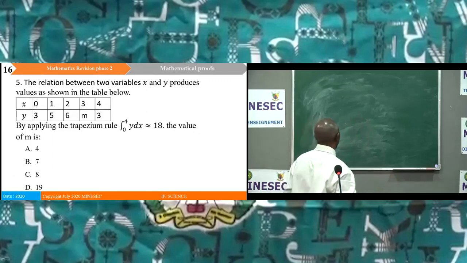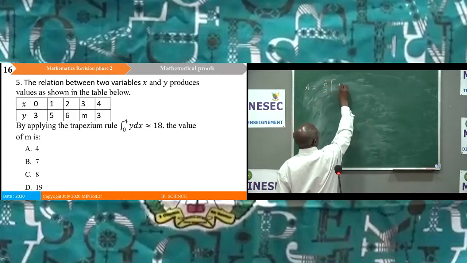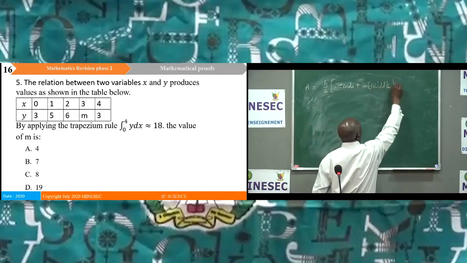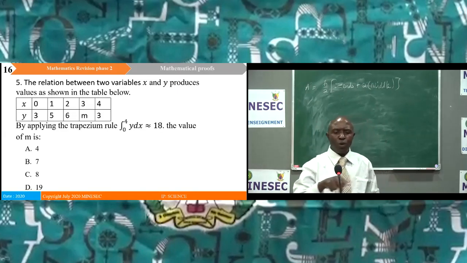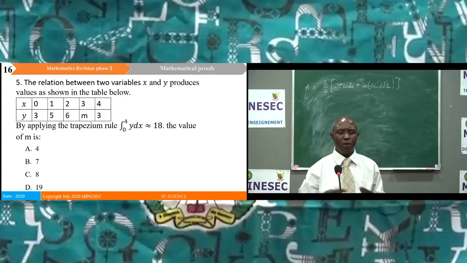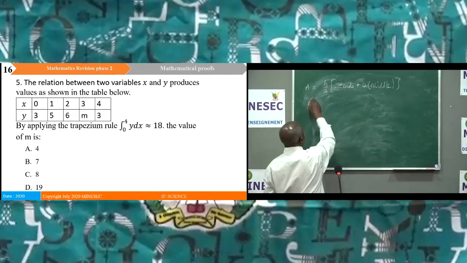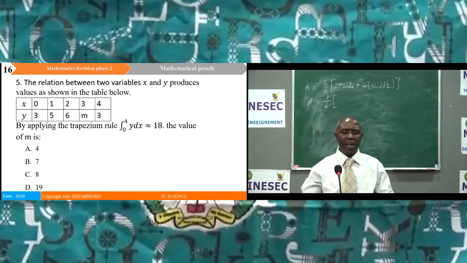Remember that in our trapezium rule, A is equal to h over 2 into the sum of the ends plus 2 times the middle values. And how do we get the h? It's easier to get the step length by going to the row of the values of x and finding the difference between the values. 1 minus 0 is 1, 2 minus 1 is 1, and it continues like that till you reach 4. So our h there is 1, which will give A equal to 1 over 2 into the end values. What are the end values? The first value is 3, and the last value there is 3.